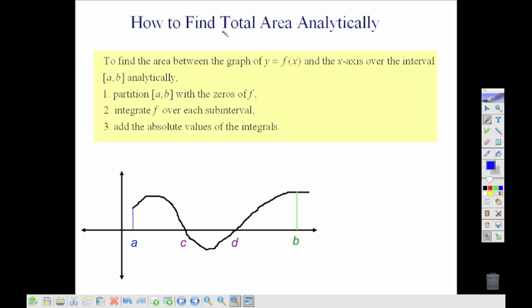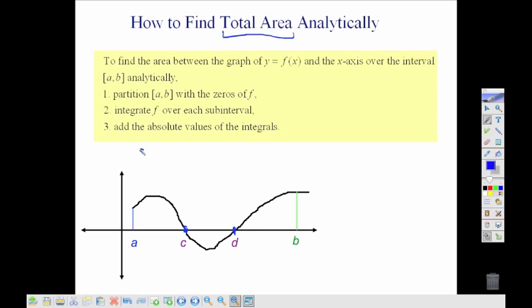If we're asked to find total area, remember that the total area is different than finding the integral, because the integral is going to have positive and negative sections canceling each other out. And so we have to look at each part individually.